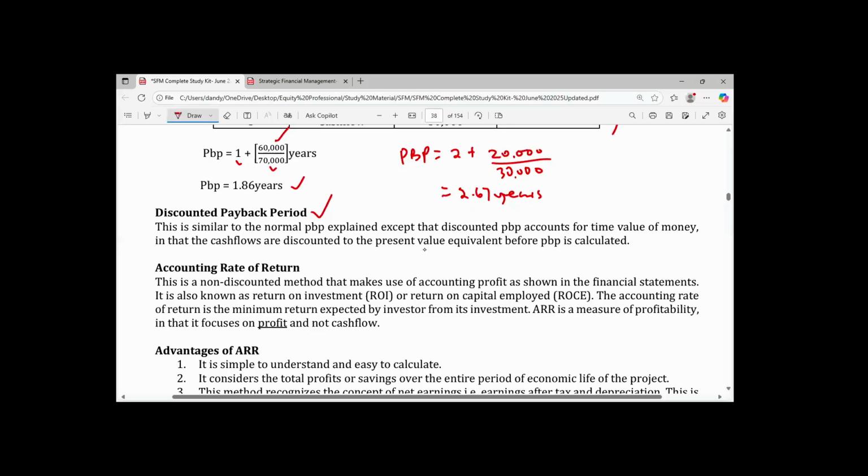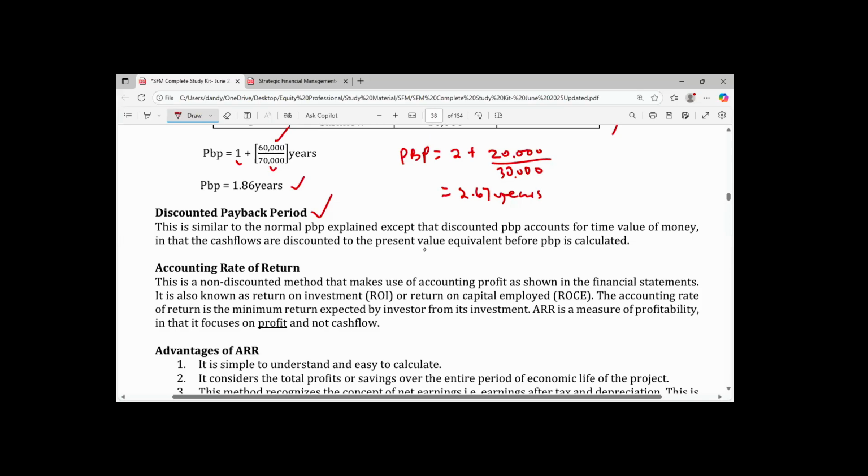But the only thing is that instead of using normal cash flow to recover the initial investment, you are using present value to recover the initial investment. That is, when calculating discounted payback period, you must first of all discount the cash inflow generated by the project.